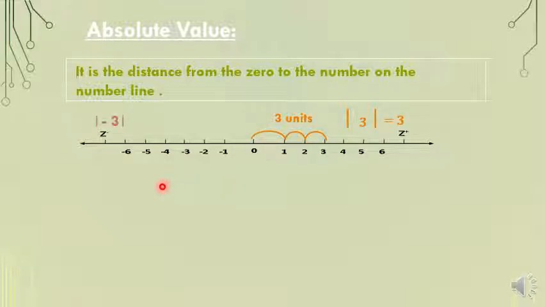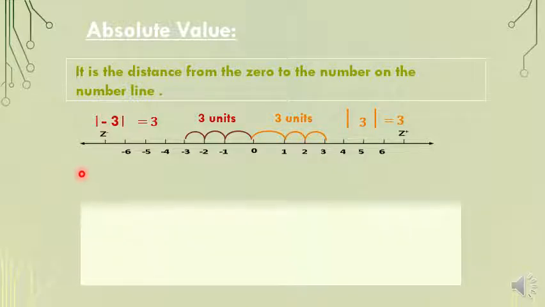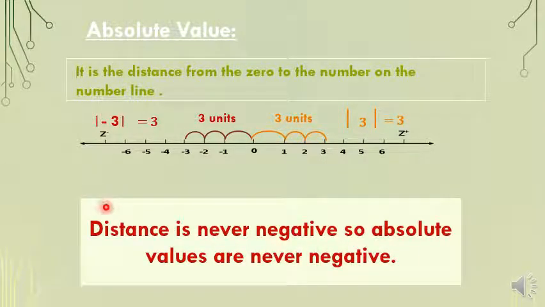Okay, another example. If I want to find the absolute value of negative 3, how many units from 0 till negative 3? Let's count. 1, 2, 3. So my answer will be 3. So the absolute value of 3 equals 3. The absolute value of negative 3 equals 3. All the time the absolute value will be positive because distance is never negative. So absolute values are never negative.